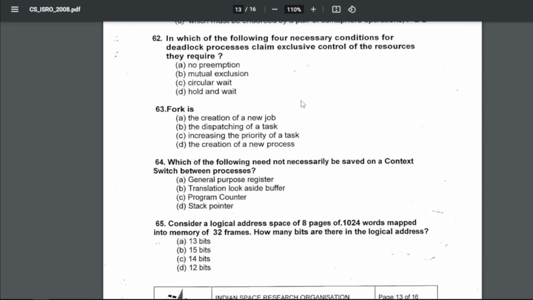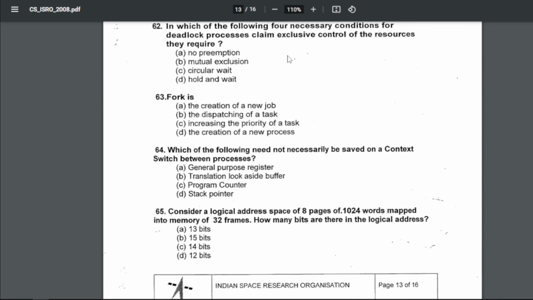62 is in which of the following four necessary conditions for deadlock processes claim exclusive control of the resources they acquire. So for 62, our answer will be mutual exclusion. So in mutual exclusion, four necessary conditions for deadlock, processes claim exclusive control of the resource they acquire. So mutual exclusion has the property that they claim exclusive control of the resource they acquire.